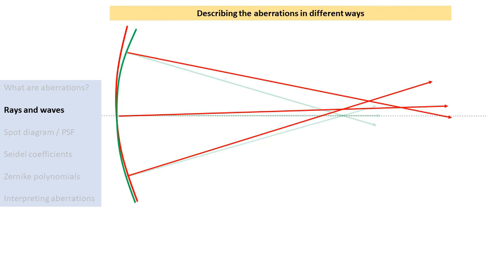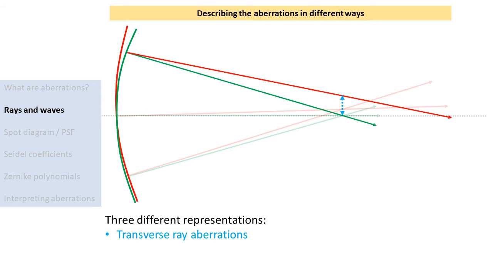So there are different ways in which we can interpret and describe aberrations. One way is to specify the mismatch between where a light ray should intersect the image plane and where it actually intersects the image plane. This is called the transverse ray aberration. Another way is to specify the mismatch between where a light ray should intersect the optical axis and where it actually intersects the optical axis. This is called the longitudinal ray aberration. We can also specify the difference between the ideal spherical wavefront and the actual wavefront, which is called the wavefront error.